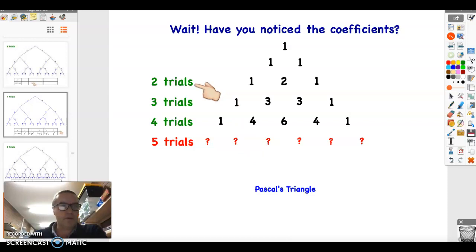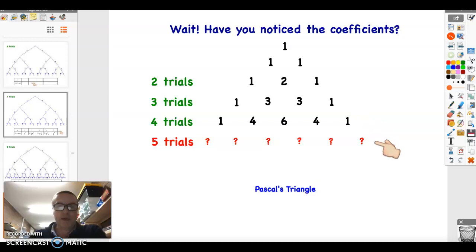So the coefficients for 2 trials were 1, 2, and then 1. For 3 trials, if you remember, it was 1, 3, 3, and then 1. And then we had 5 coefficients for 4 trials. So the coefficient when we had 0 successes is 1. 1 success is 4. 2 successes, the coefficient is 6. 3 successes, coefficient is 4. And 4 successes, the coefficient was 1.